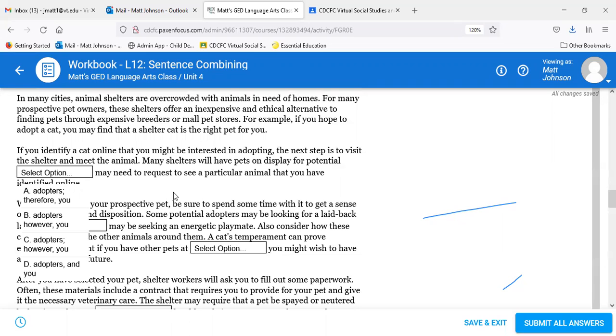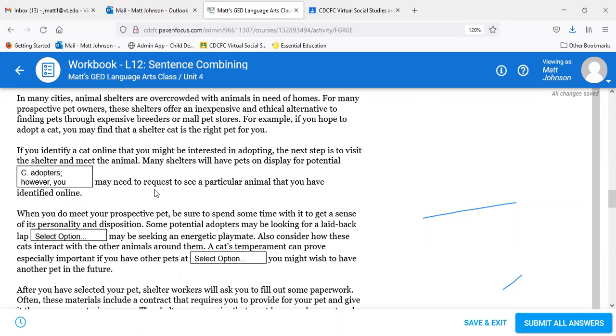C. C, yep. So, however, we're going to use that. There are choices here. Basically, it's either going to be that or therefore and. So here, many shelters still have pets on display for potential adopters; however, you may need to request to see a particular animal that you have identified online. So here, making that transition and adding a little bit of contrast.